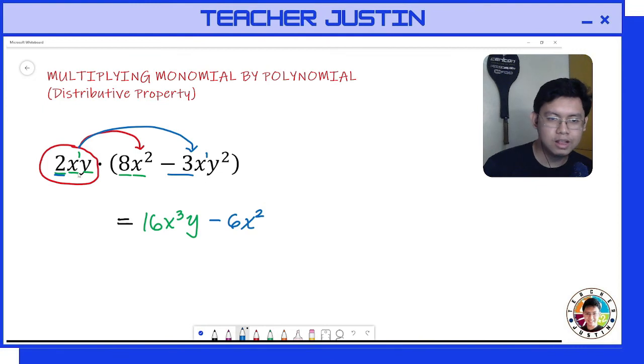And then let's proceed to y times y squared. So again, copy the variable y and then add the exponent. So 1 plus 2, 3. And that's it. Our product of this monomial and polynomial will be 16x cubed y minus 6x squared y cubed.